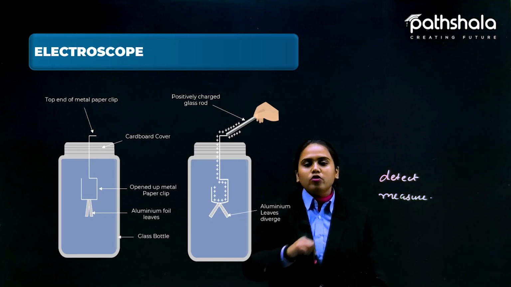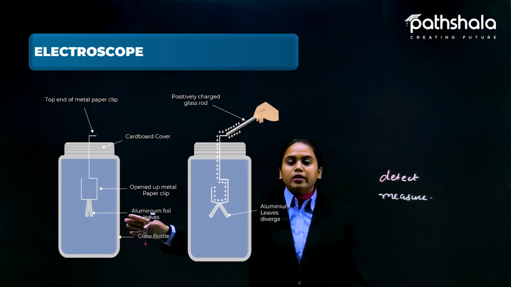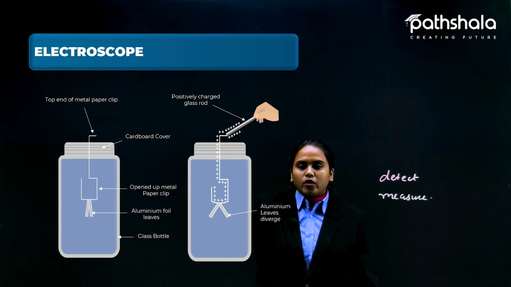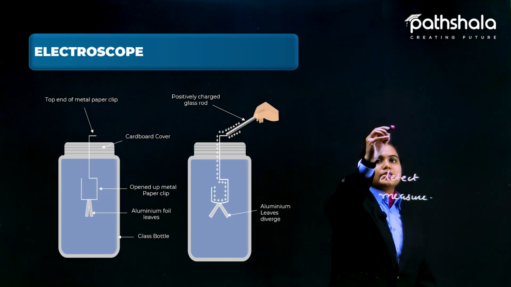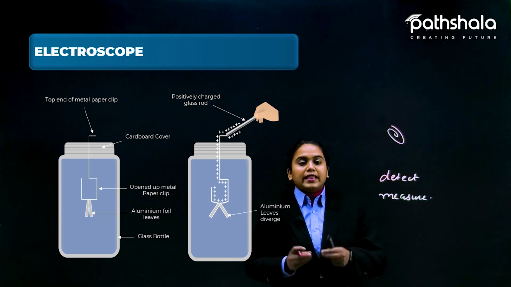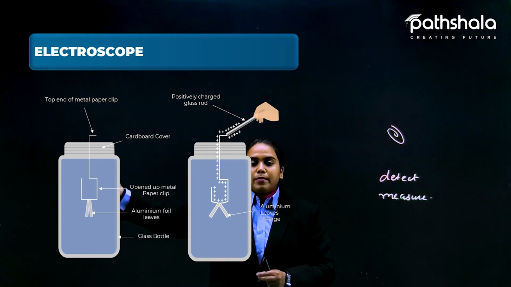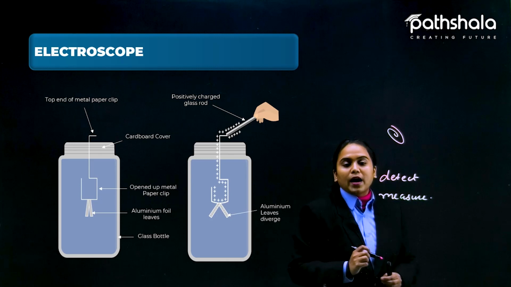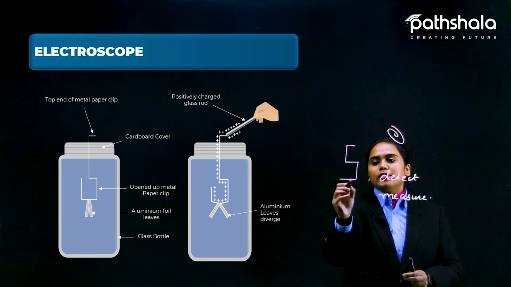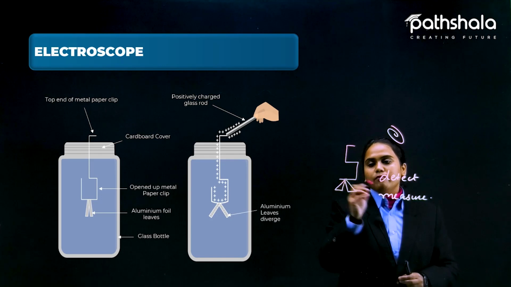You can make it on your own, from some household materials. You need to take one glass bottle, one piece of aluminium foil, one open paper clip and a cardboard. You might have seen a paper clip like this, which is used to fix paper on cardboard. Because it is made of metal, it helps in the conduction of the charged particle from here to here. So the charge will flow from here to here, and at the end, as you can see in the diagram, there are two aluminium foils.